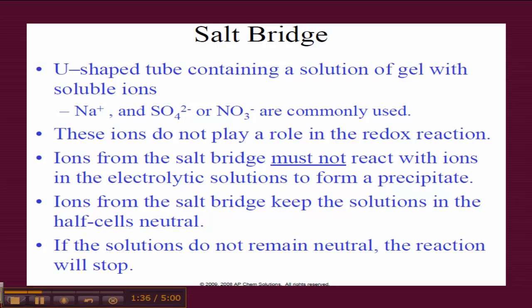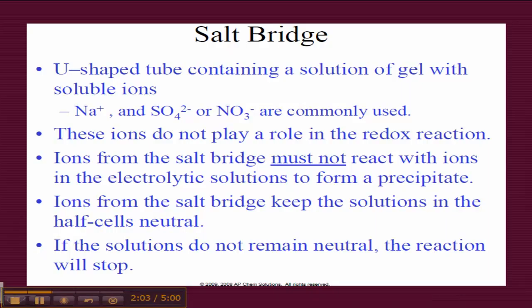So let's talk about this salt bridge. It's a U-shaped tube that contains a solution or gel with soluble ions. So sodium, sulfate, nitrate are commonly used. These ions are not going to play a role in redox. The ions from the salt bridge must not react with ions in the electrolytic solutions to form a precipitate. For that reason, we don't use chlorides a lot.